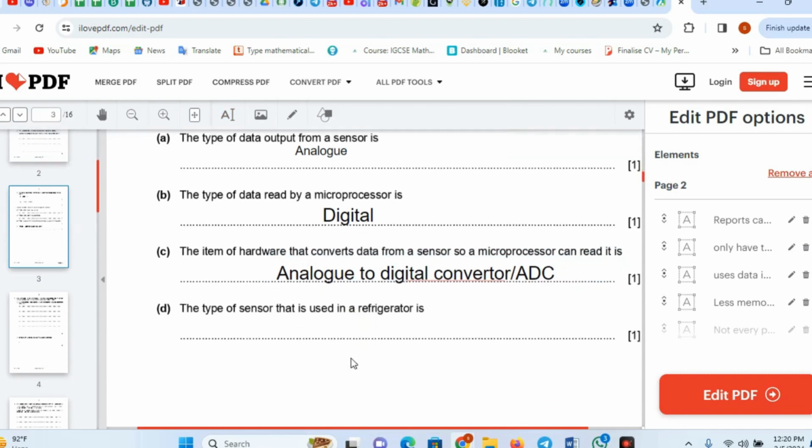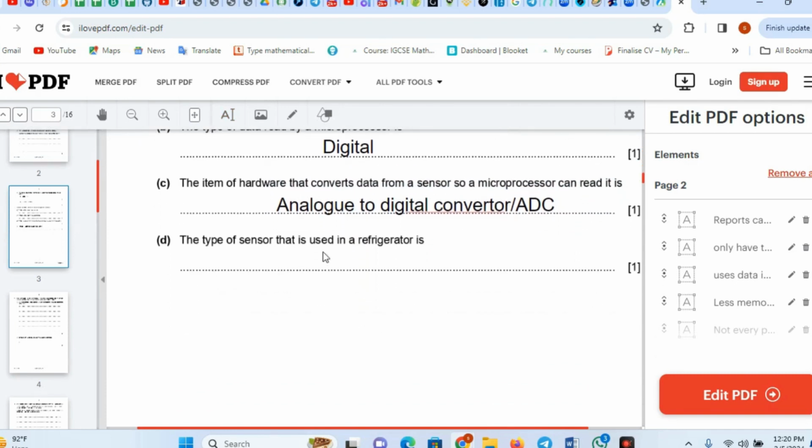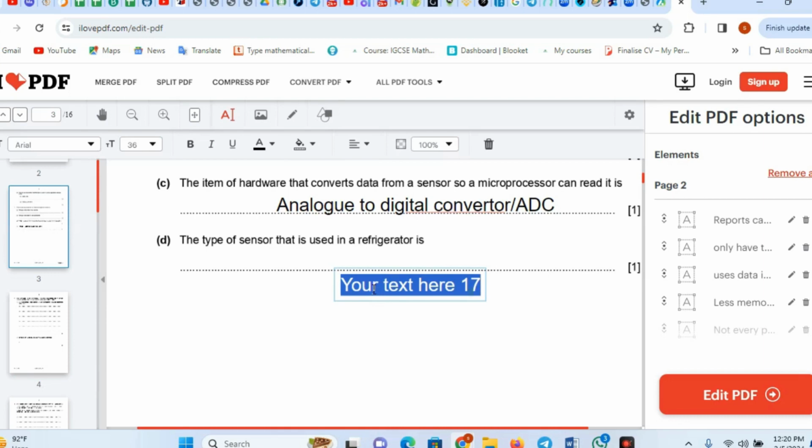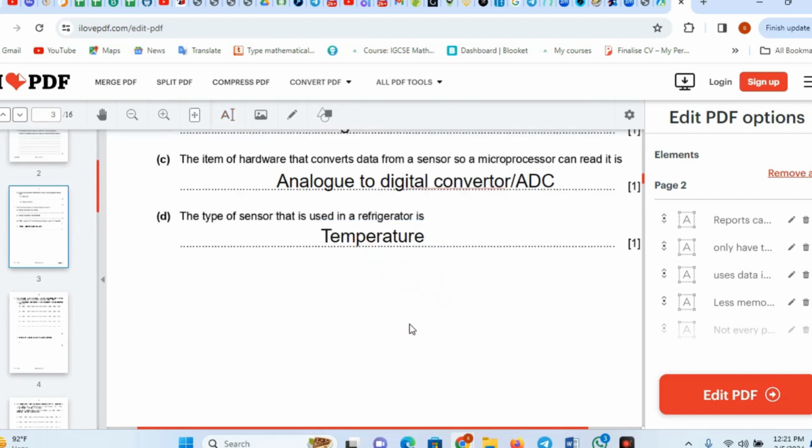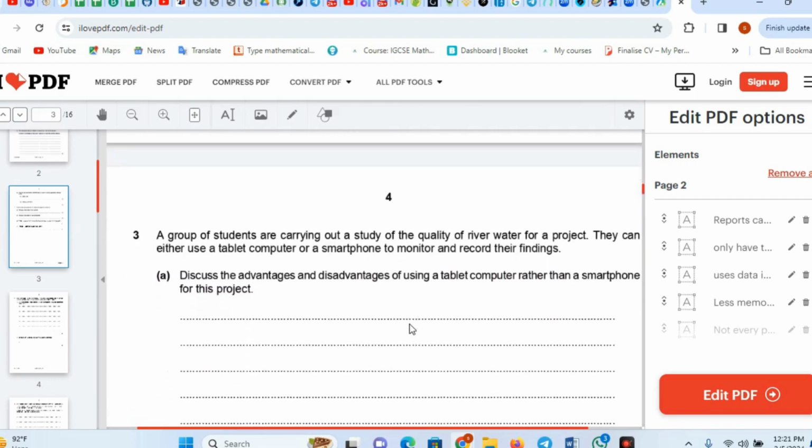Then 2D. 2D says the type of sensor that is used in a refrigerator. We all know a refrigerator, right? That's where we keep our things to cool or to get iced or to freeze it. So what is now the type of sensor that is used in it? We call it temperature. Or you can also call it sensor. But in this case, since they are asking for the type of sensor, it won't be appropriate again to use the word sensor. So let's just put temperature there. I'll move on to the next question.